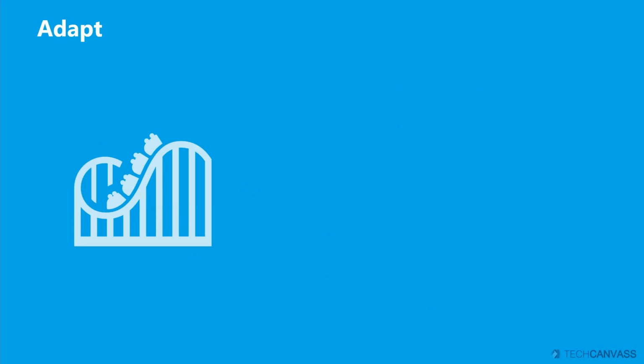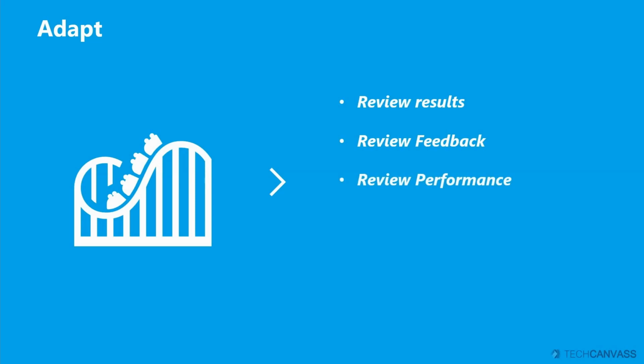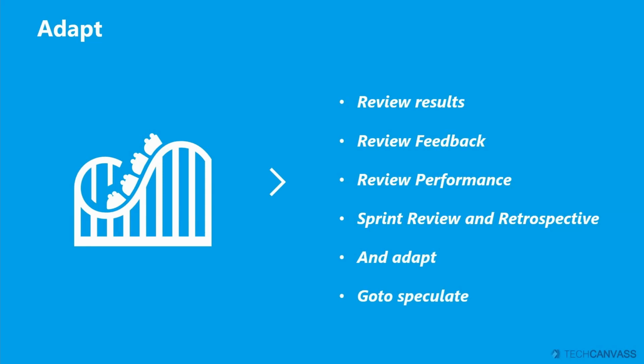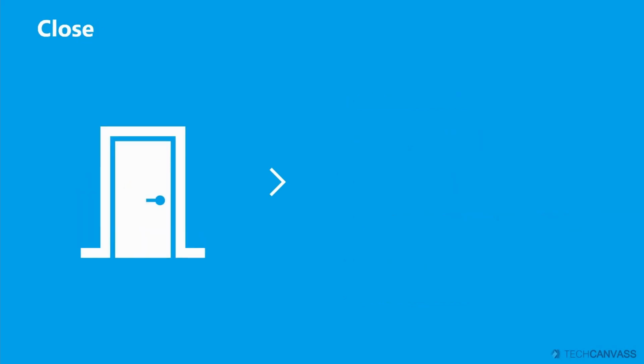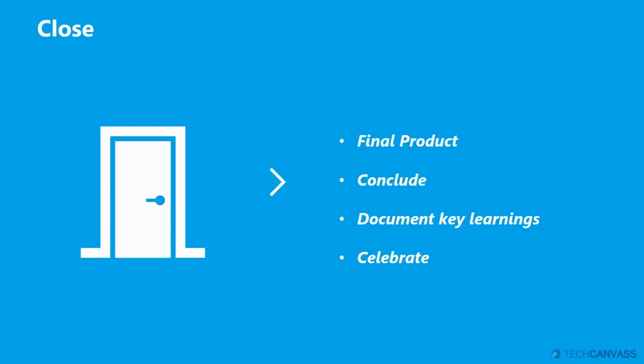In the adapt phase, we review the results, we review feedback, we review performance. And how do we achieve all these three? Through ceremonies like sprint review and retrospective. By doing so, we adapt and then loop back to speculate phase. And finally, when you are handing over the development work to another team or when the product is decommissioned, you close the project. And here we deliver the final product, we conclude, we document key learnings, and then we celebrate.